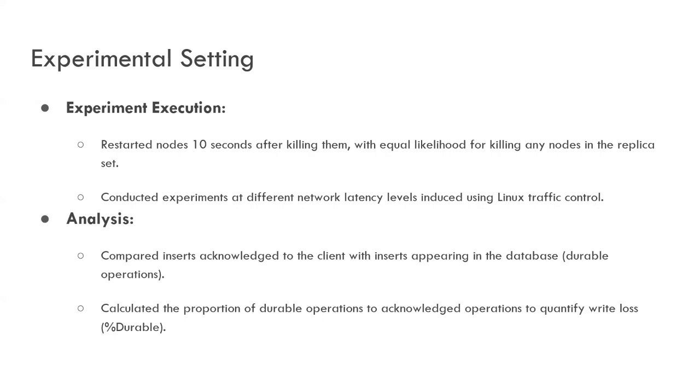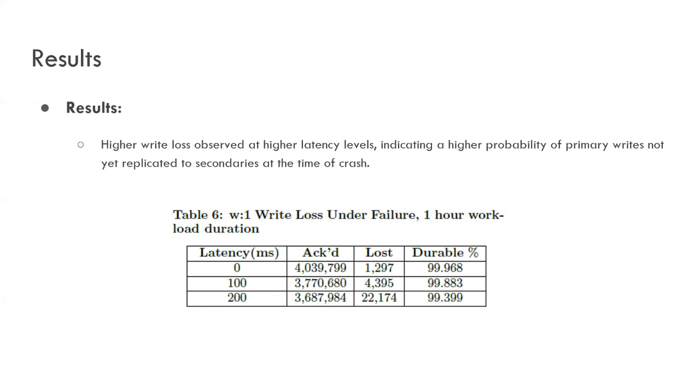In the analysis, they compared inserts acknowledged to the client with inserts appearing in the database, which were termed durable operations. By calculating the proportion of durable operations to acknowledged operations, the write loss, also known as durable percentage, was quantified. The result revealed a higher write loss at higher latency levels, indicating a higher probability of primary writes not yet being replicated to the secondary at the time of crash. These findings provided valuable insights into the behavior of W1 write concerns in replica set deployments under various failure scenarios.